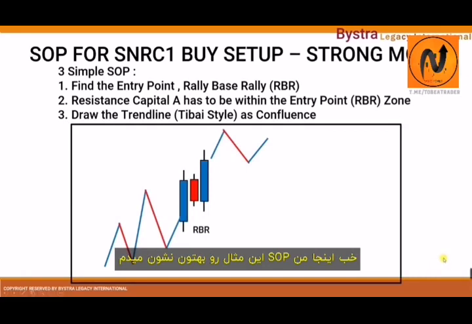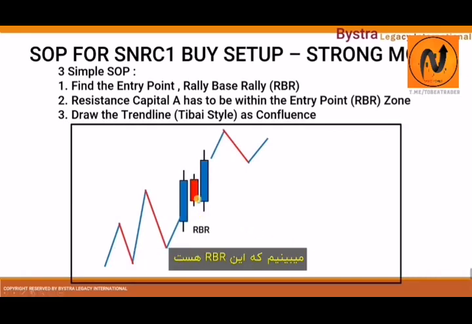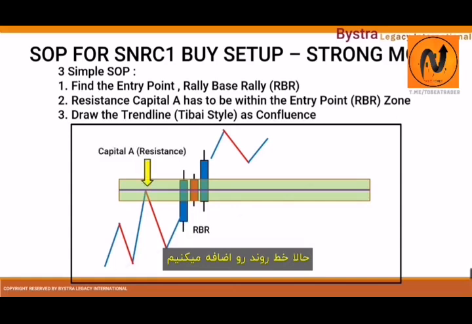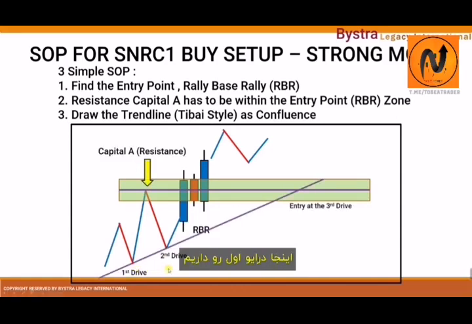So here I give you an SOP of the example. We can see that this is a rally base rally, and there is a capital letter A. So we mark the zone and we mark the horizontal line as our pending order for buy limit. Now this time we will add the trend line. So we have the first drive, second drive, and remember guys, we must always enter on the trend line at the third drive. So we mark our pending order of buy limit at the capital A resistance here, okay, which is inside the entry point. So therefore, price will come back to this area and continue on the uptrend.